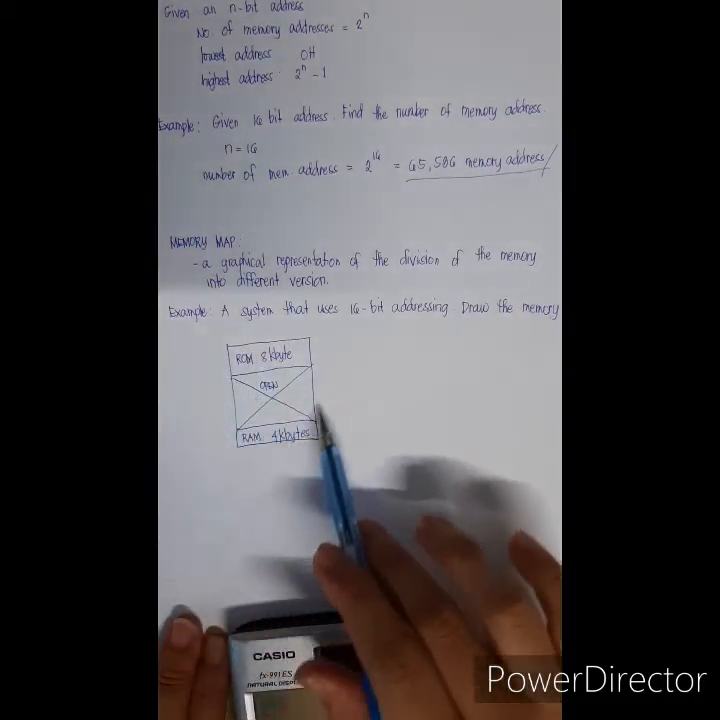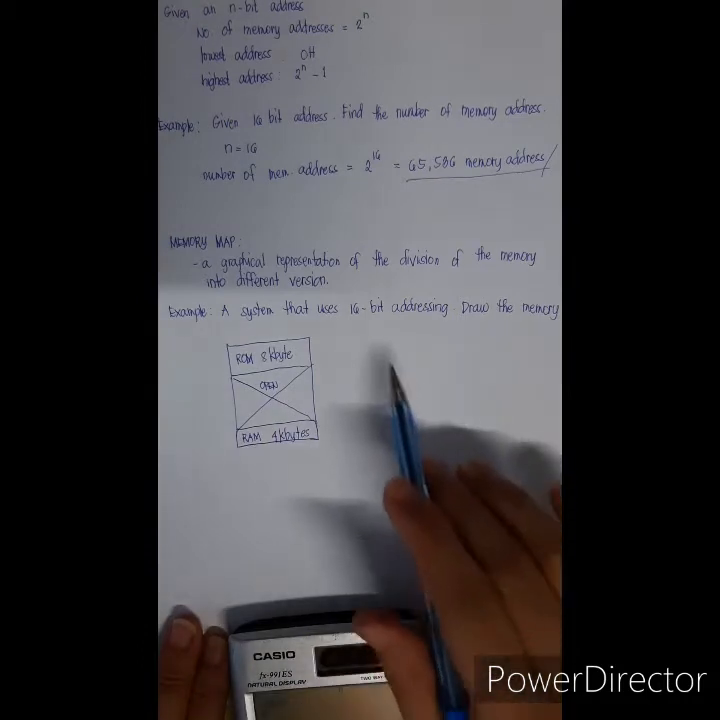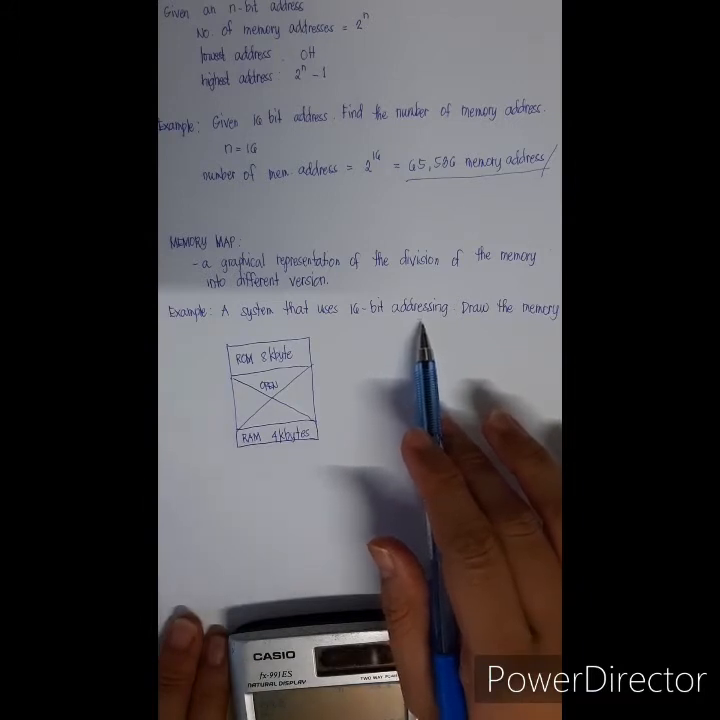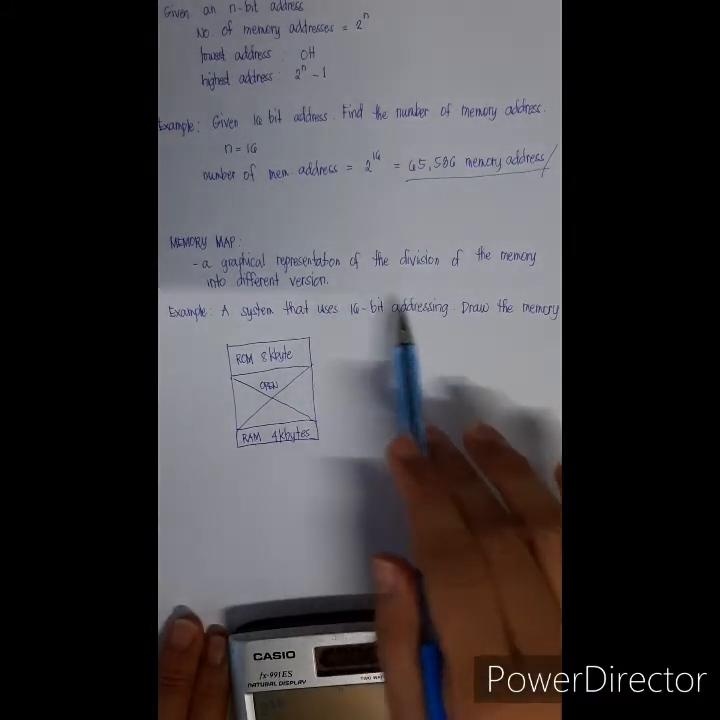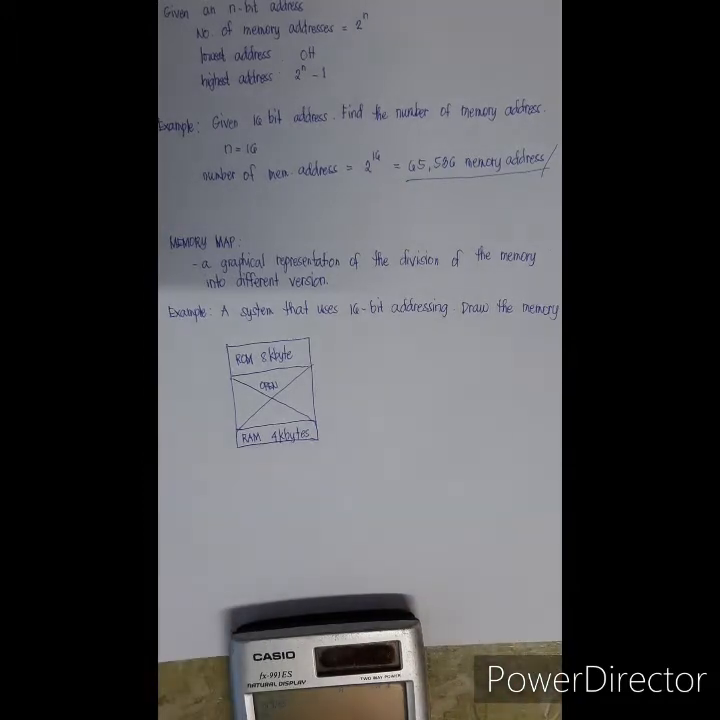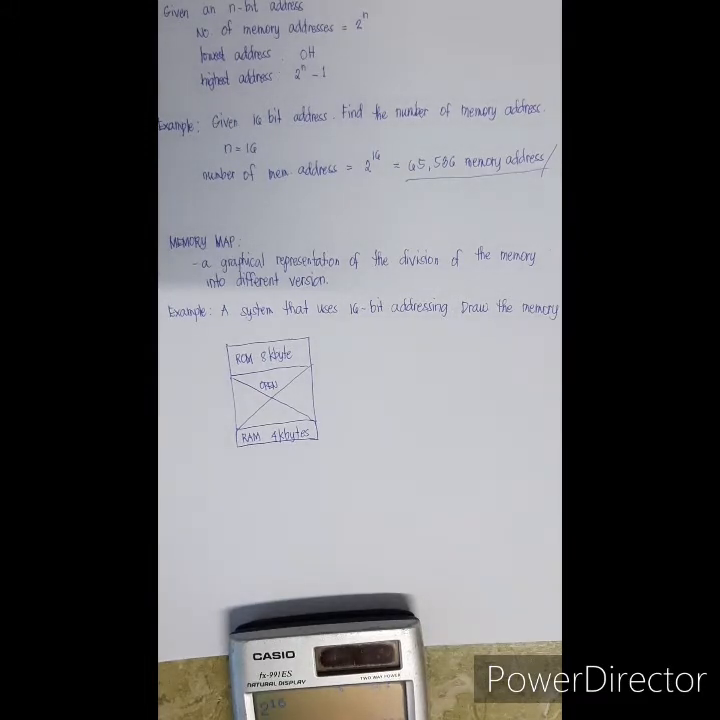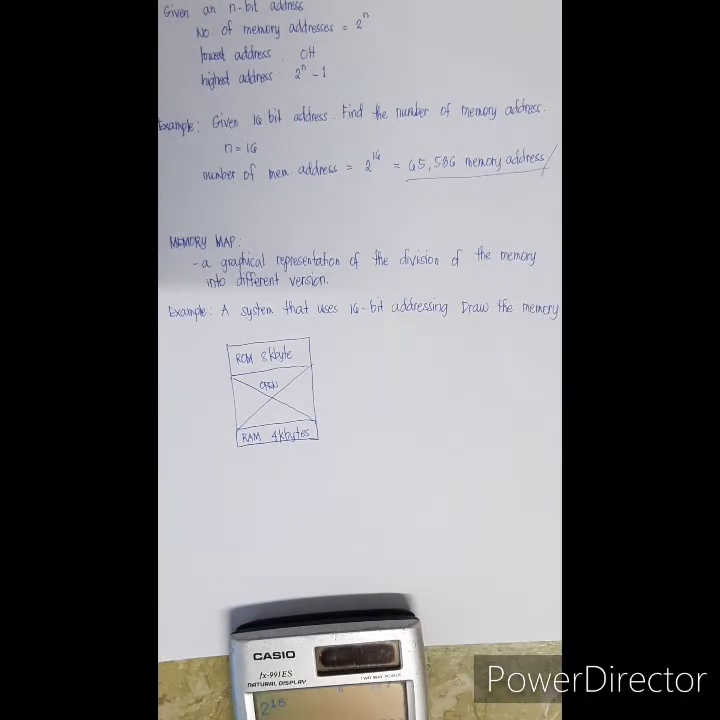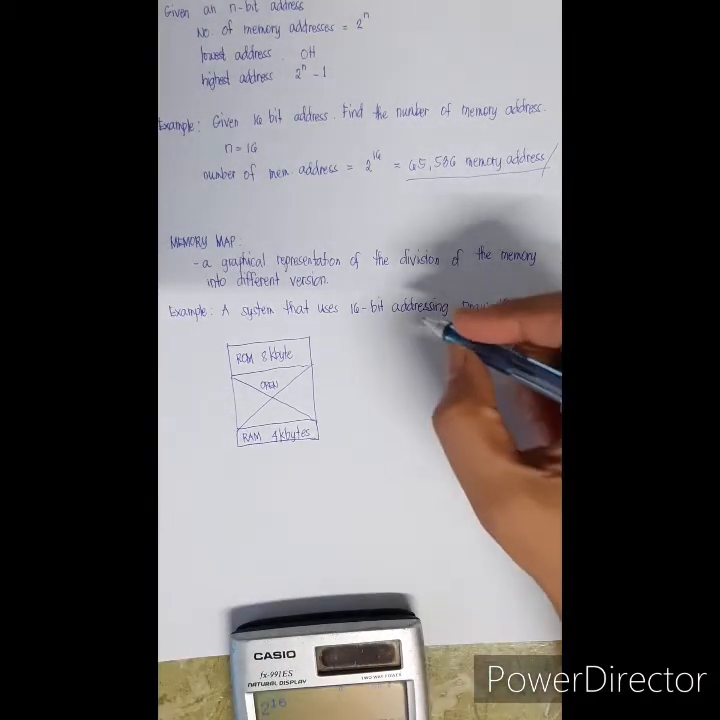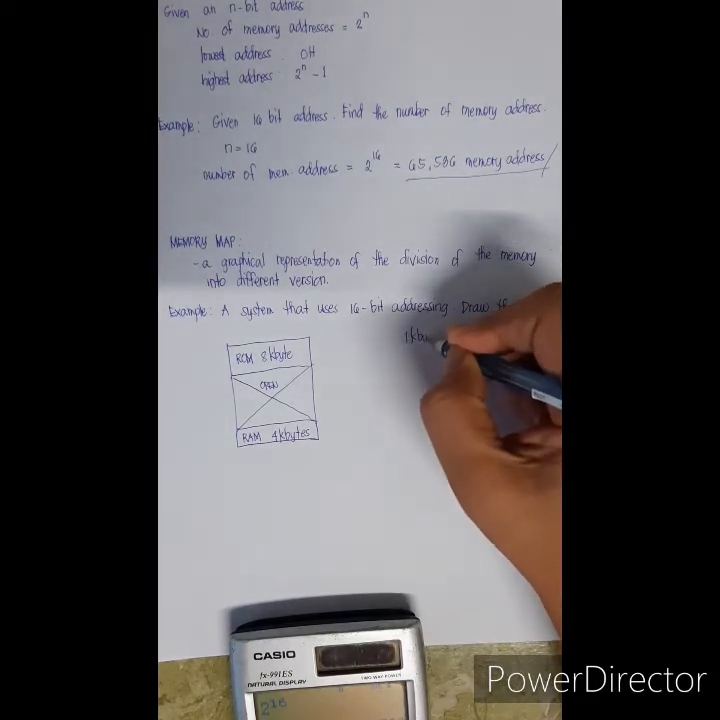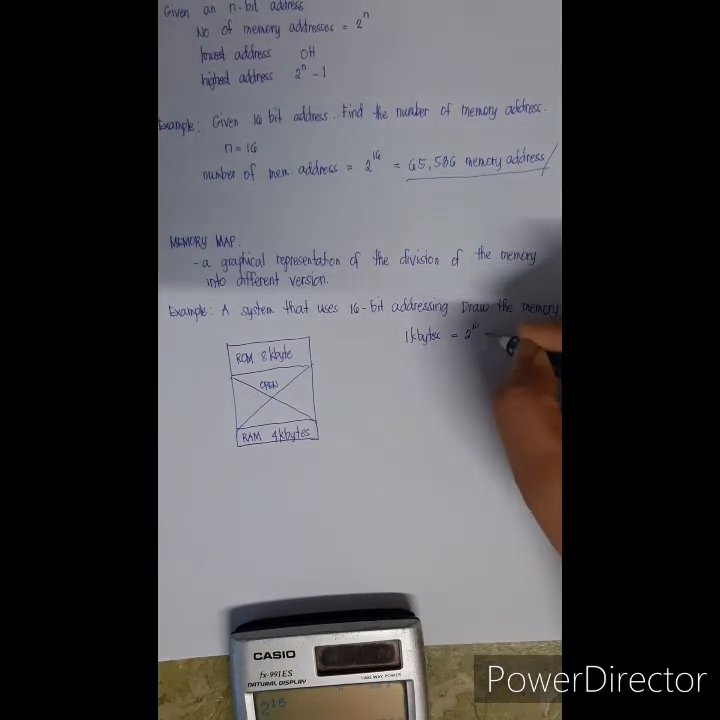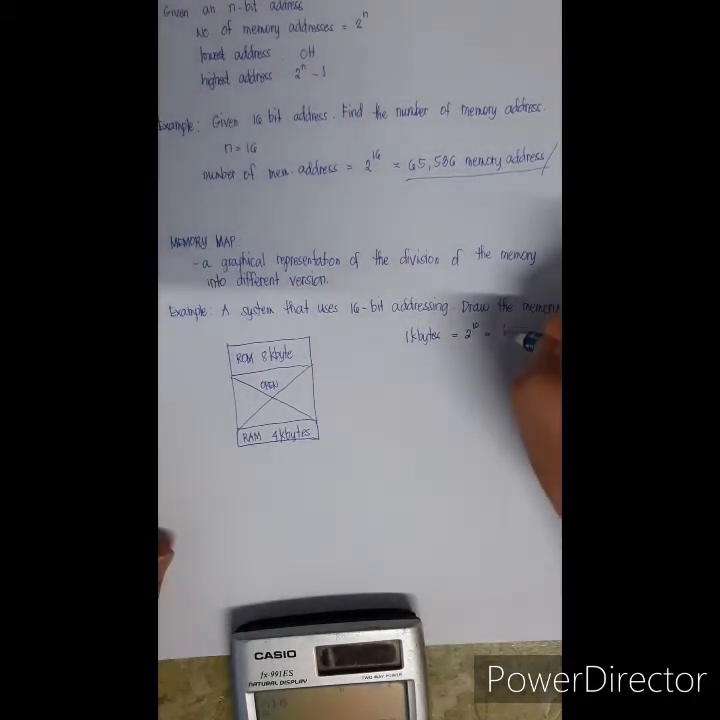this 16-bit addressing. Since we used 16-bit addressing, it connotes that we will be using a 64 kilobyte memory. How did we get the 64 kilobyte memory? From your lecture, 1 kilobyte is equivalent to 2 raised to 10, or that is 1024.